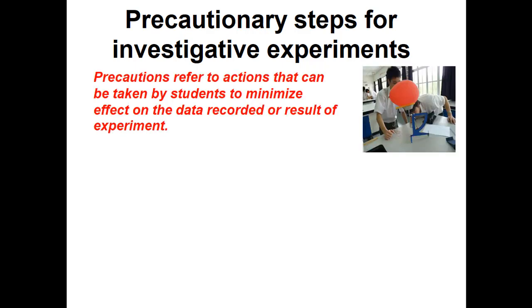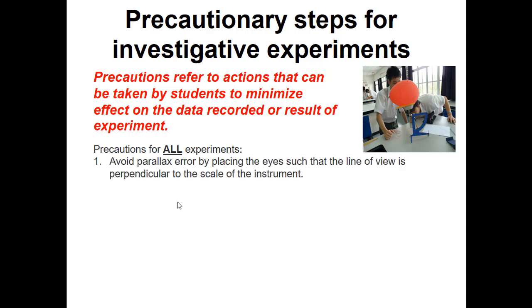As it goes, normally we need to take some precautionary steps when we are performing our experiments. The precautions refer to the actions that can be taken by the student in order to minimize the effect on the data recorded or the result of the experiment. So most of the time, for all experiments, we have one of these precautions whereby we try to avoid the parallax error by placing the eye such that the line of view is perpendicular to the scale of the instruments.